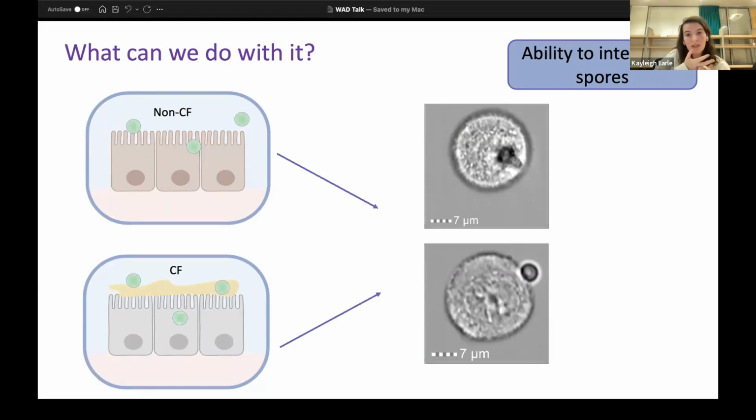And we found some really interesting stuff with this, in particular that the cystic fibrosis cells aren't able to do it as well, which could indicate that that could be one of the reasons why they're not able to clear Aspergillus as effectively as people without cystic fibrosis.